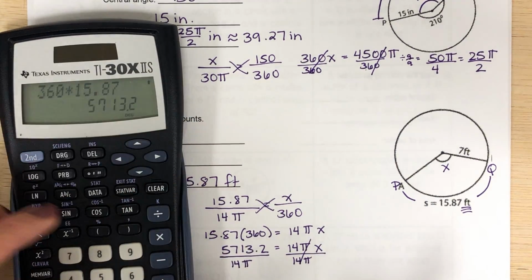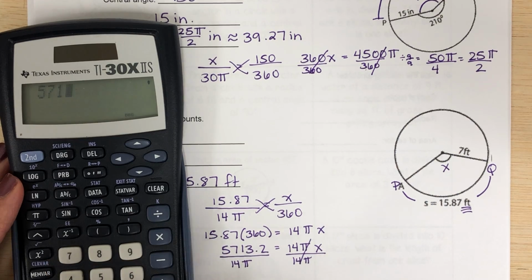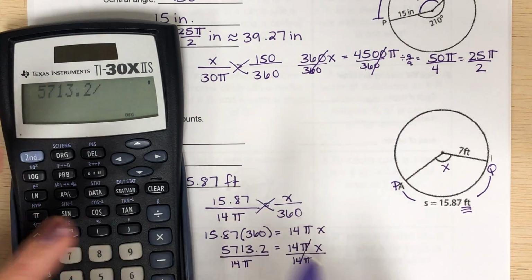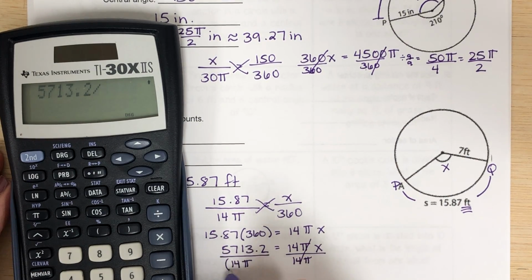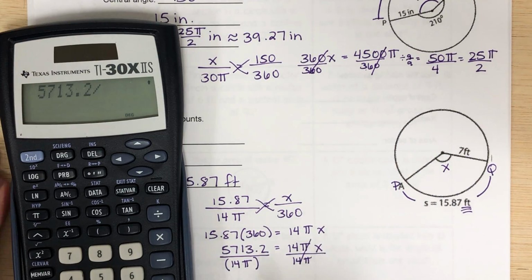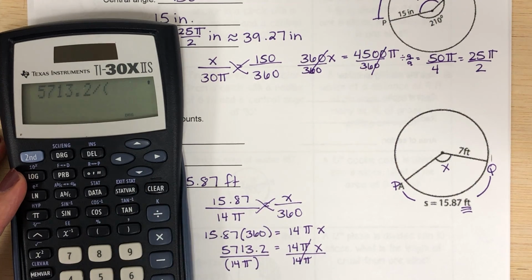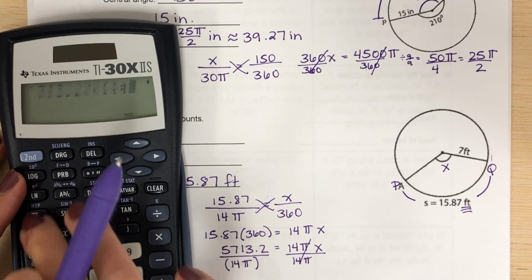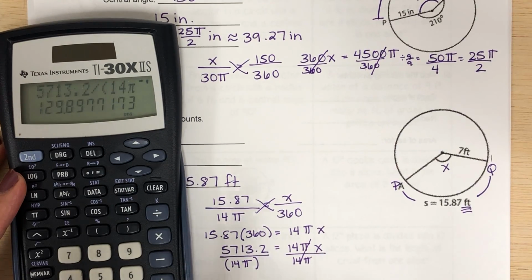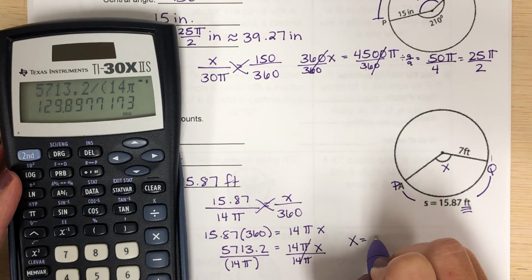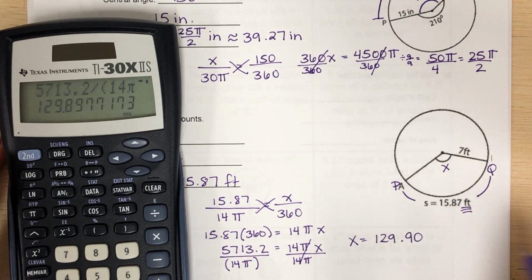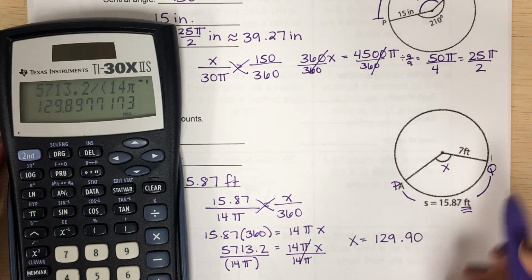All right, so in my calculator, I'm going to hit 5713.2 divided by, and here's where we want to have our correct order of operations. Some calculators do it a little bit differently. I want to make sure I am dividing by 14 pi. I'm not dividing by 14 and then multiplying by pi. So I'm going to double check, and I'm going to put everything that I'm dividing by in parentheses. So 14 pi. And I get x is 129.897, that's 90.